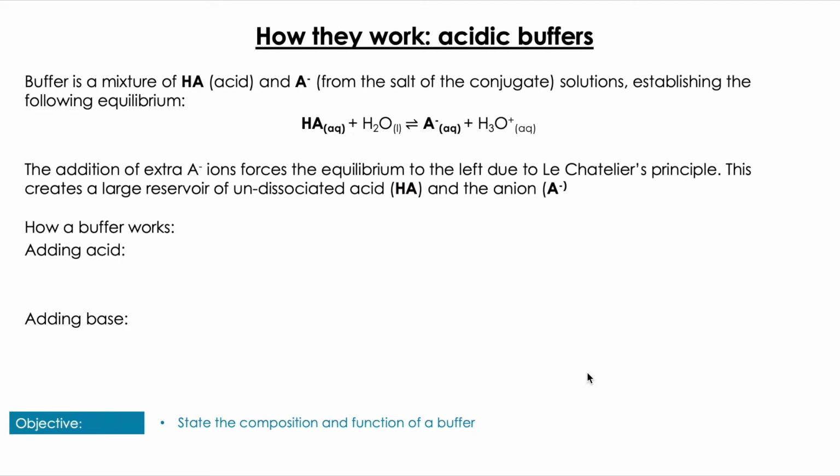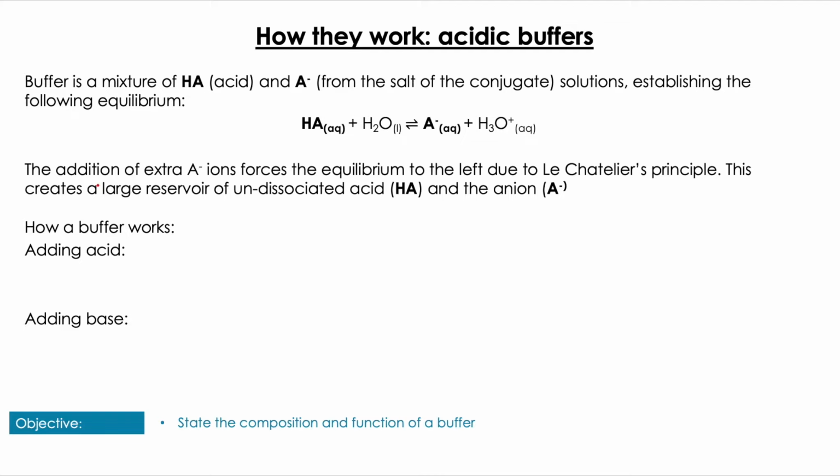Okay, so now we know what they are. How do they actually work? Well, we've said before that a buffer is a mixture of an acid, so HA bolded here, and its conjugate base, at least for an acidic buffer. So we've got this system set up where we have a concentration of both something on the left-hand side and on the right-hand side. And so these two components are able to react with things that are added to the solution, and the equilibrium will shift accordingly.